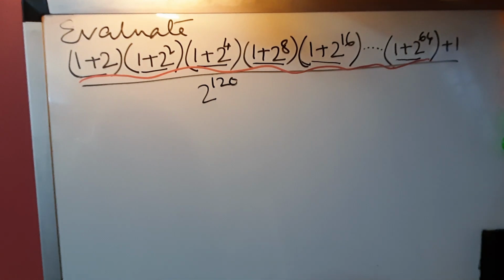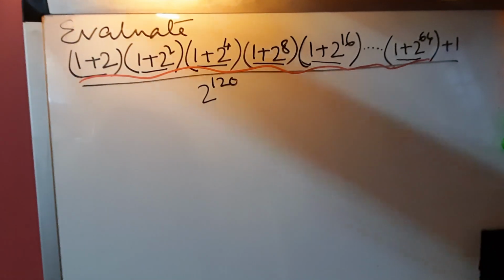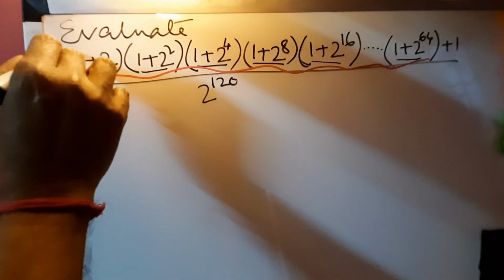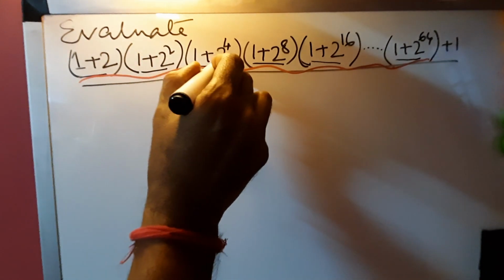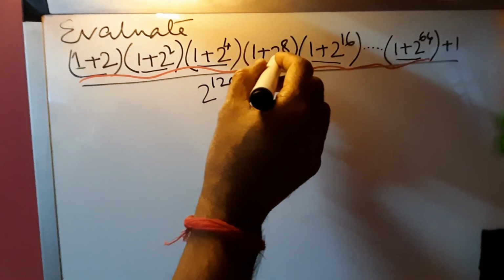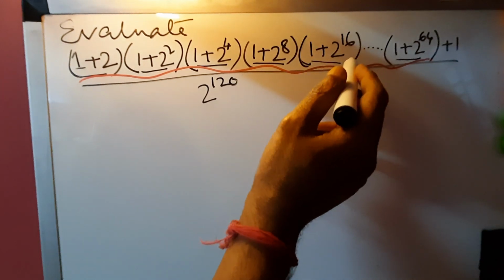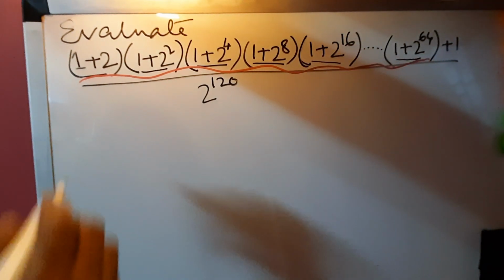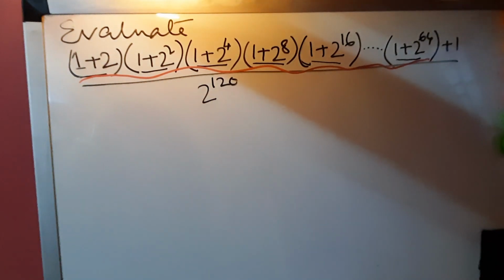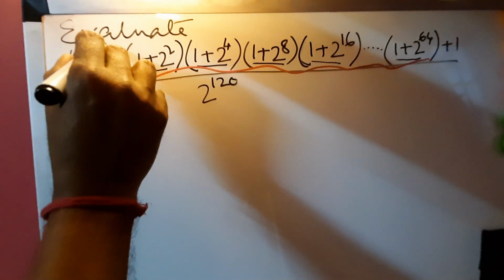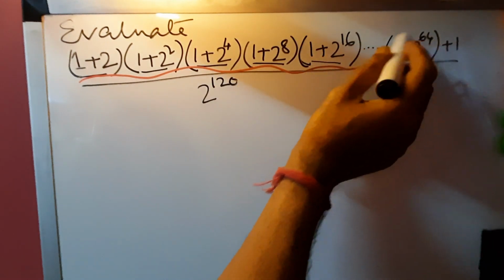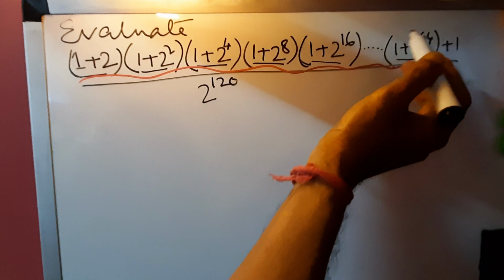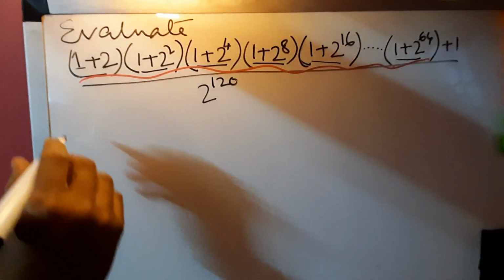If you look into these expressions carefully, you will find there is some pattern. The pattern is something like 1 plus 2, 1 plus 2 square, then 1 plus 2 to the power 4, then 1 plus 2 to the power 8, 1 plus 2 to the power 16, and so on. So the exponents follow the pattern 1, 2, 4, 8, 16, then 32, then 64. So let's check.